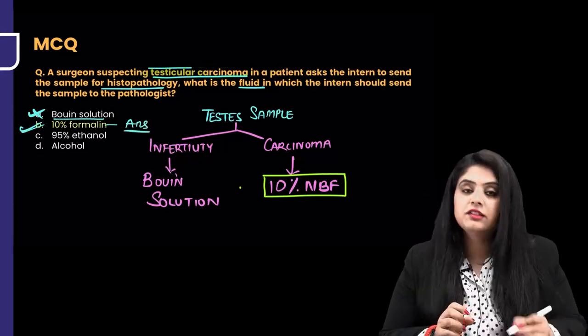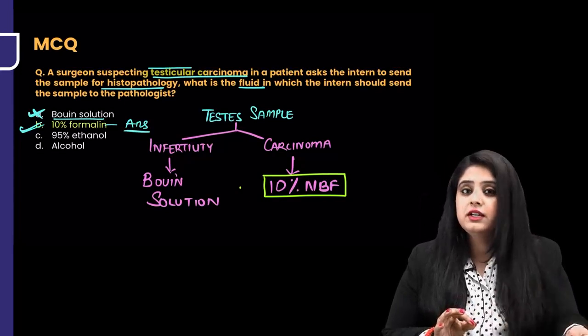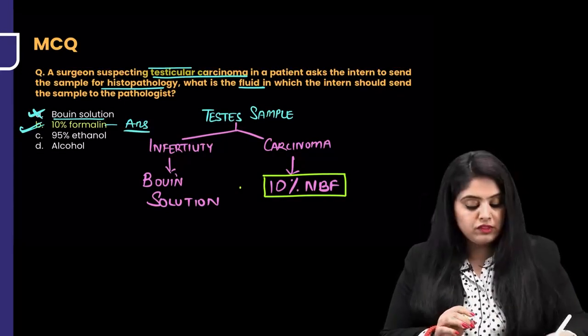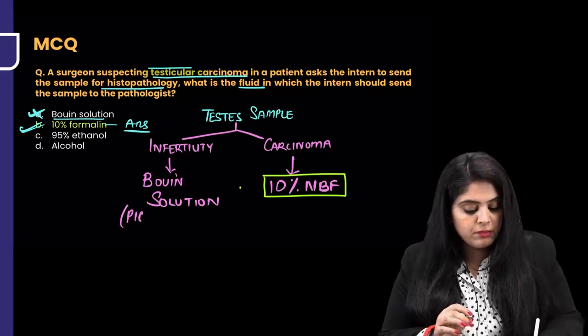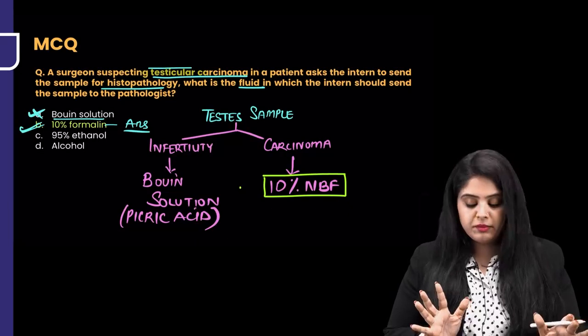If they would have said that this is a biopsy done for testicular infertility query, then you would have sent in Bowen solution. And let me tell you, Bowen solution is a picric acid based solution. Okay, so this is the concept I wanted to start with.